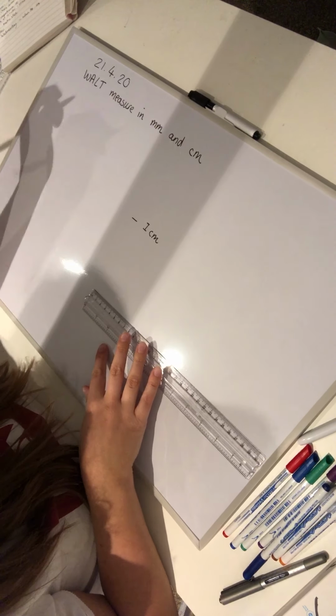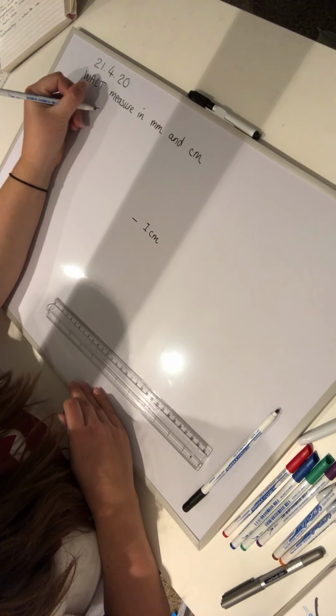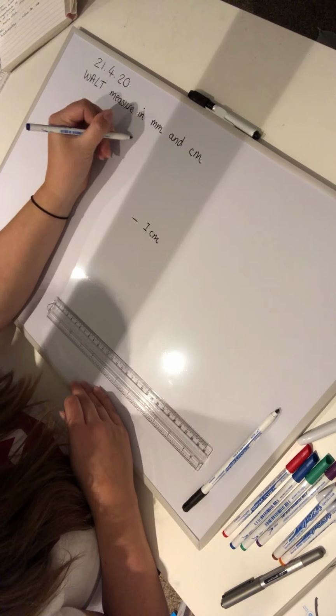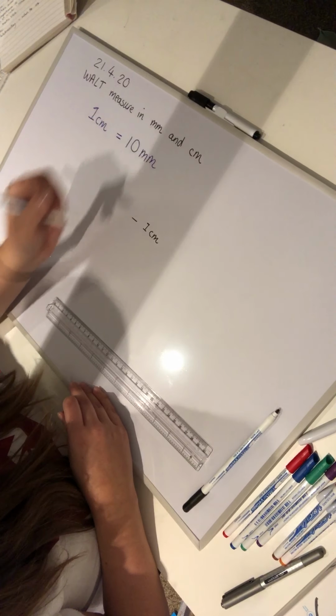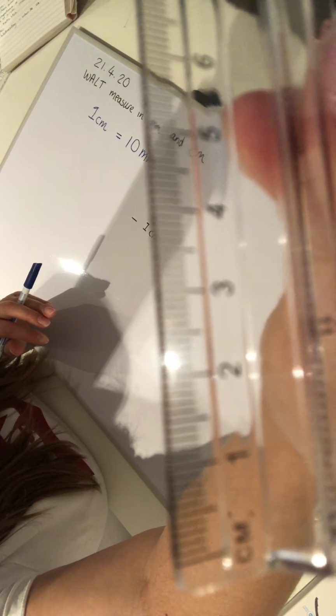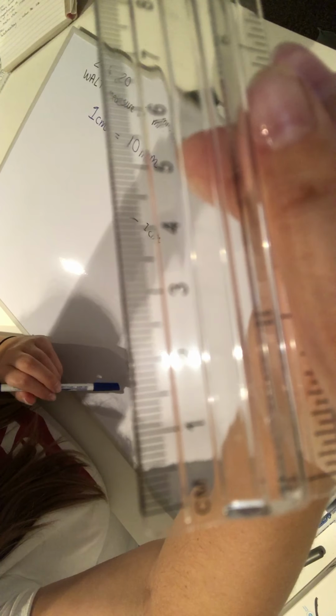And within 1 centimetre, I'll choose a different colour pen. Within 1 centimetre, it's equal to 10 millimetres. That means there are 10 little lines in 1 centimetre. If you have a look at your ruler, there should be 10 little lines from 0 centimetres to 1 centimetre. You might only be able to count 8, but the one at 0 and the one at 1 centimetre would also be classed as a line, so there'd be 10.